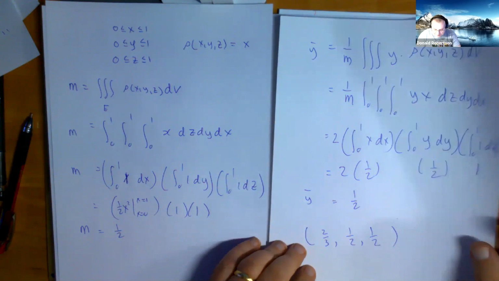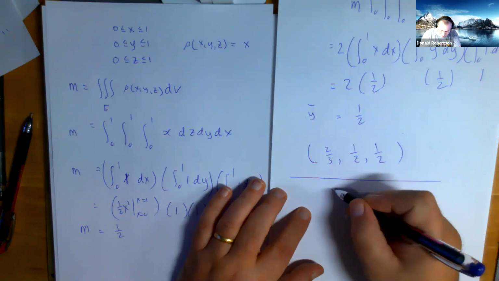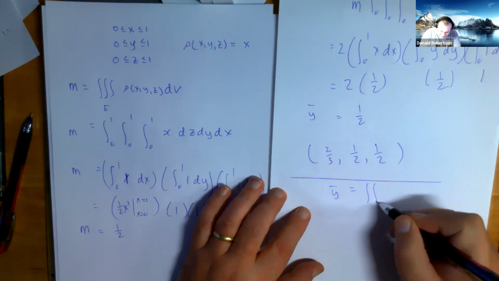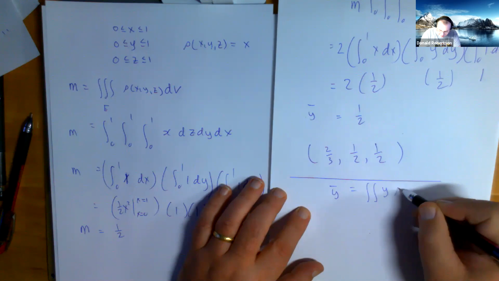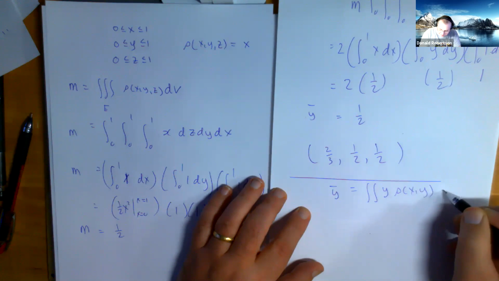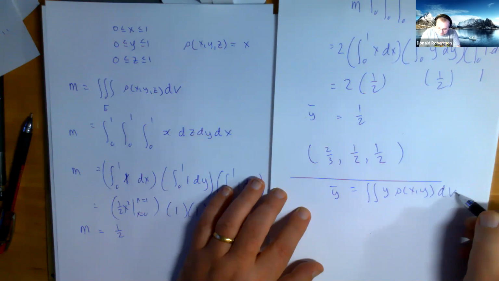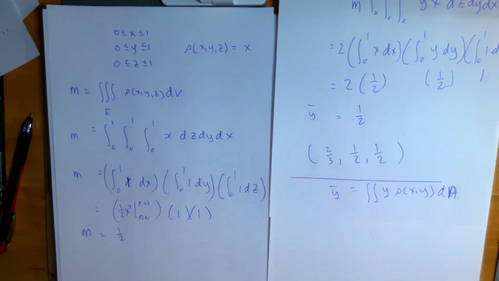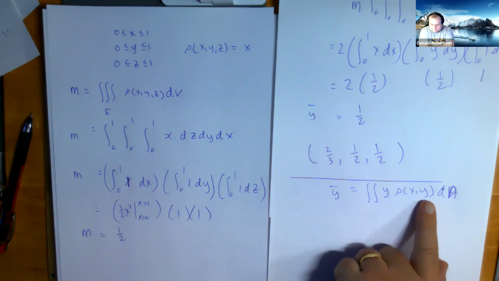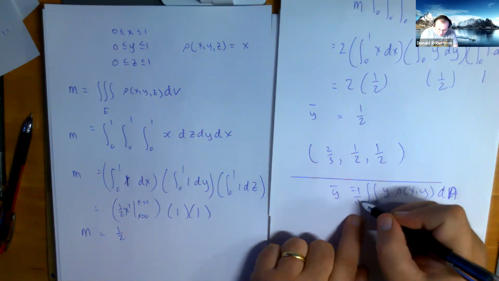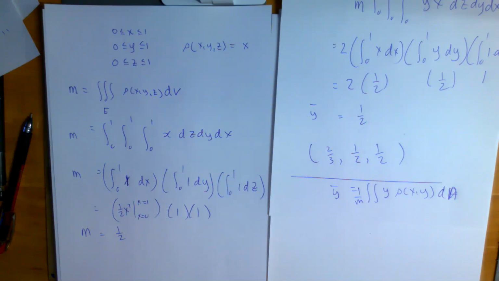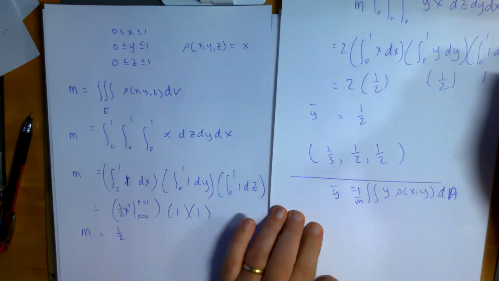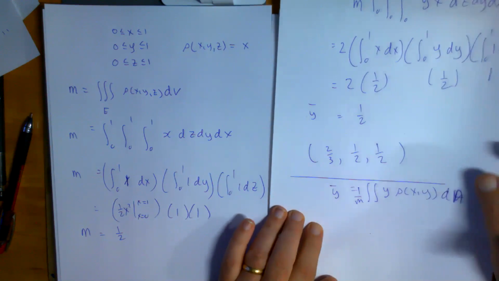Okay, what would it be in 2D? So imagine it was 2D. Wouldn't the answer be a double integral of y rho of xy dA? So what is the moment here? Isn't it this bit, and then you stick in the 1 over m, which I keep forgetting? Instead of y, it's x. That's the center of mass. The moment is y times the density function.